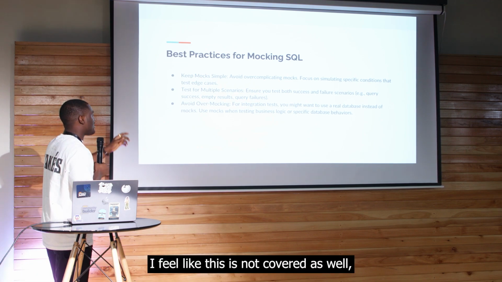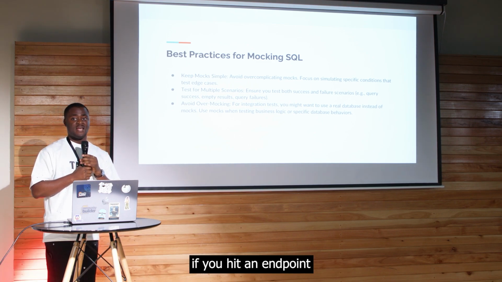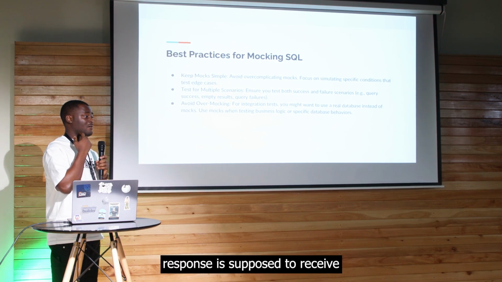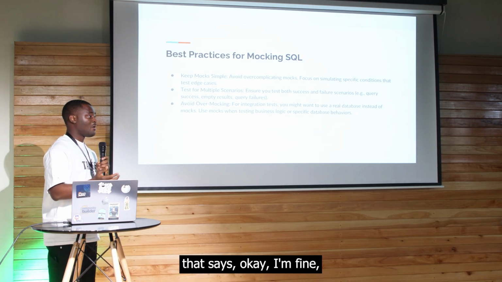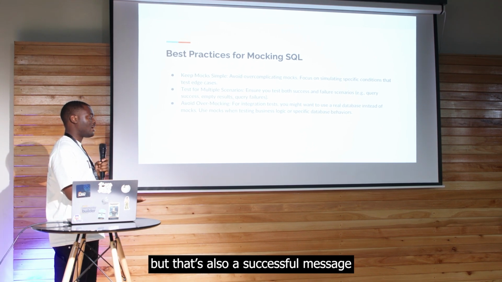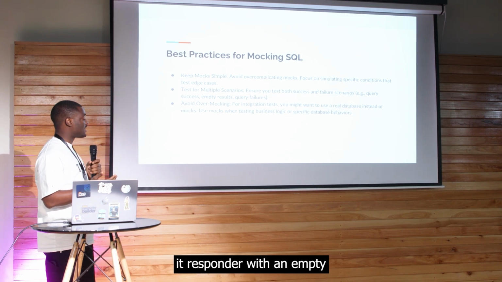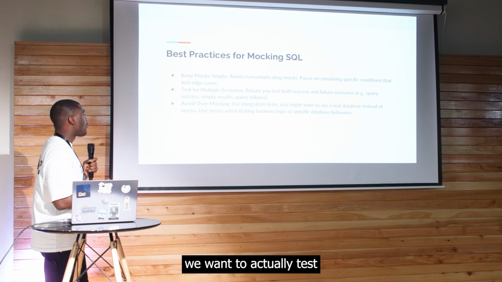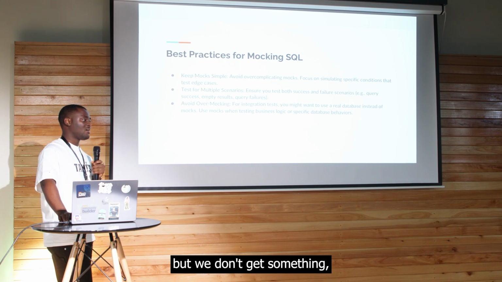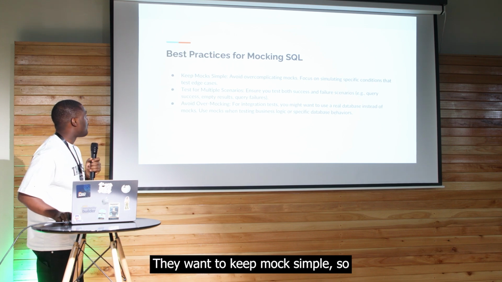Also, I feel like this is not covered a lot: when we get an empty response. For example, if you hit an endpoint and the response is supposed to be a message that says, "Okay, I'm fine," but when you hit the endpoint, it didn't get that. It just got an empty string, but that's also a successful response, because it responded with an empty array. So we want to test for such cases as well, where we get a successful response but we don't get an actual output from the endpoint. We want to keep mocks simple.